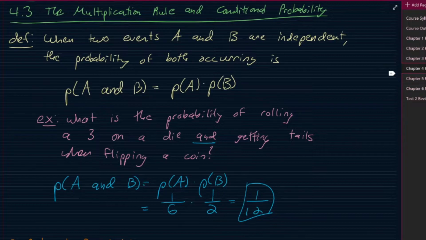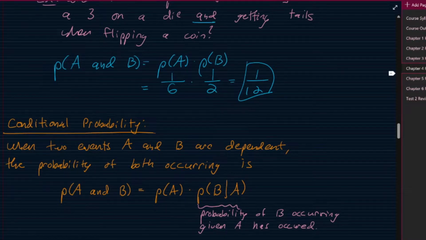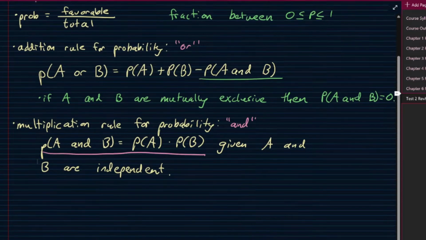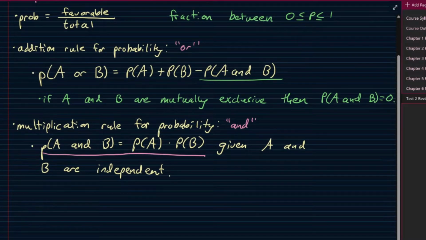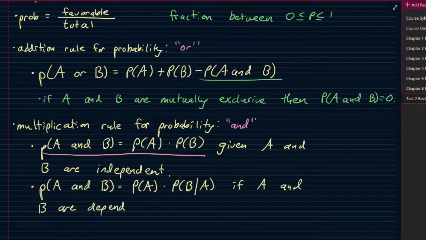And we want to use the conditional probability formula whenever they are dependent on each other. So there's two multiplication rules essentially. The probability of A and B is equal to the probability of A times the probability of B given A, if A and B are dependent. Remember, the way to read this notation right here means probability of B given A has happened.